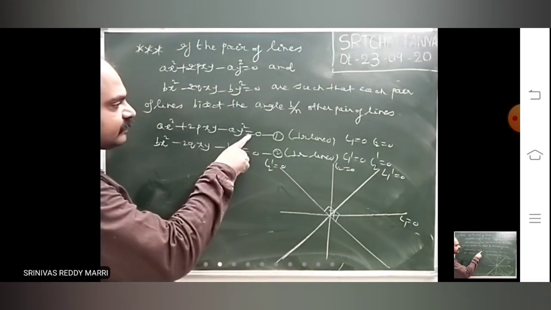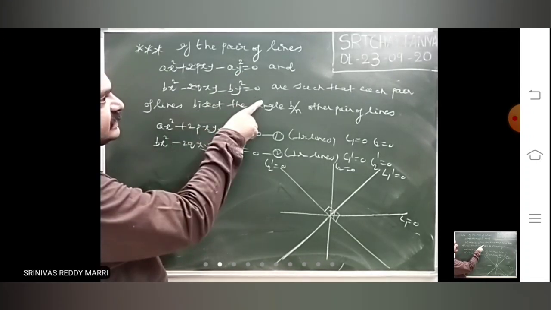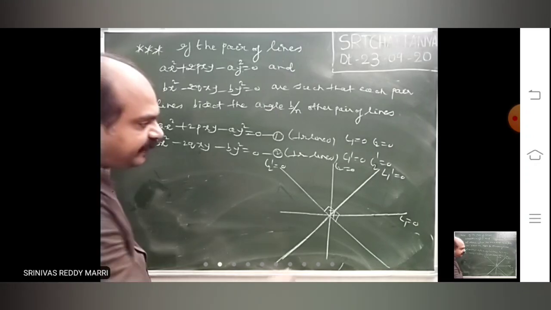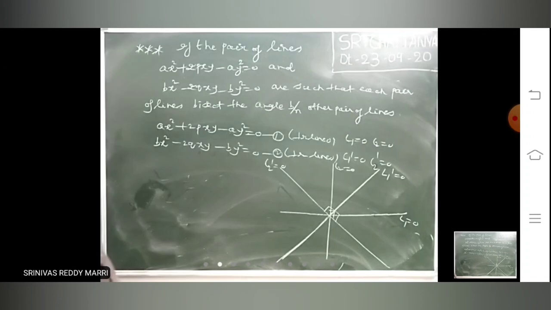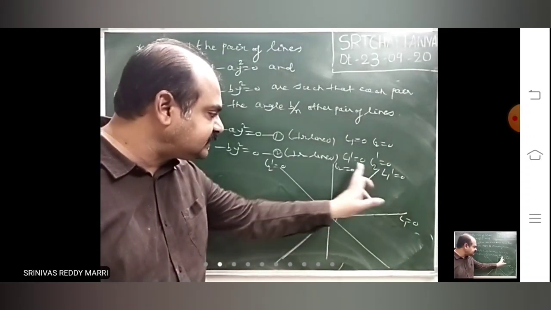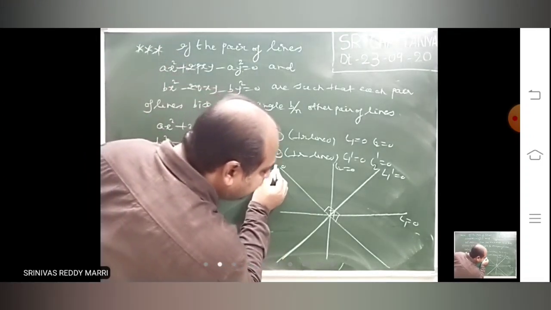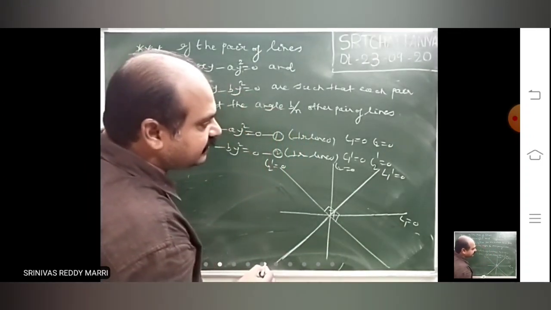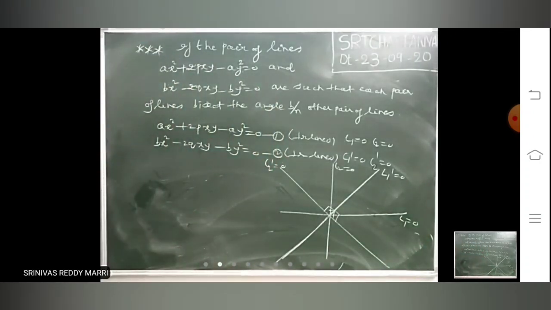So he is telling that each pair of lines is such that each pair bisects the angle between the other pair. That means the angular bisectors of L1 equal 0 and L2 equal 0 are L1 dash equal 0 and L2 dash equal 0, and the angular bisectors of L2 dash equal 0 and L1 dash equal 0 are nothing but L1 equal 0 and L2 equal 0. So for this type of problem, how we will solve is we will take one line.